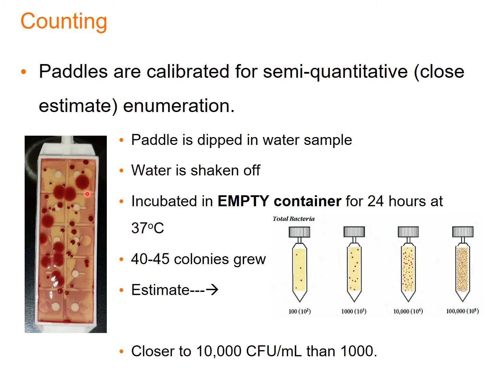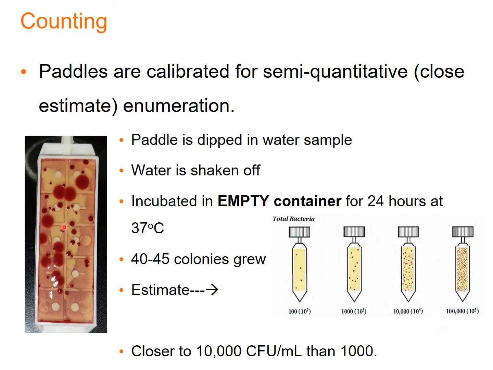The procedure for making one of these work is that you would open up the paddle tester, dip it in a water sample for 20 seconds or 30 seconds, shake off the water, and then whatever bacteria happen to settle on the paddle will grow into colonies. And then we just compare the paddle to a little scale that's present in the box that's been calibrated with lots and lots of repetitive testing. And here's where the semi-quantitative nature comes in.